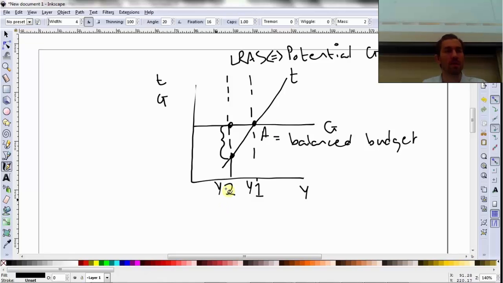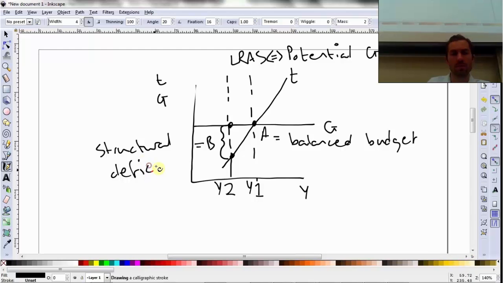It's a deficit. In other words, our tax revenues are less than our government spending, right? So we'll call this situation B. Situation B is what we would call a structural deficit. In other words, we have a deficit even when we are at potential GDP. Okay? That's what the structural deficit aspect of it is.